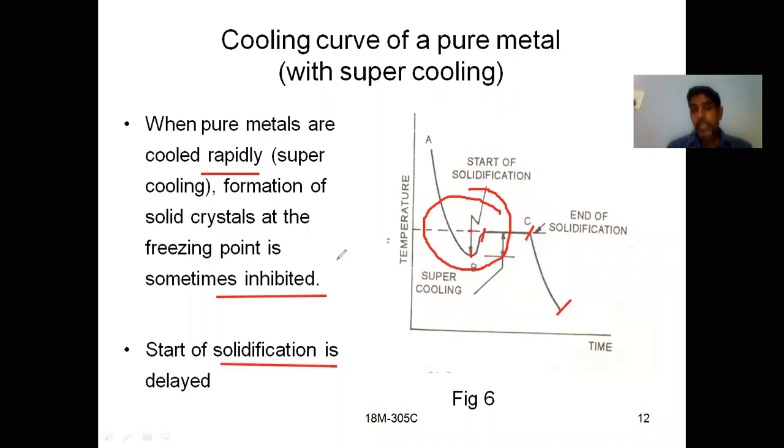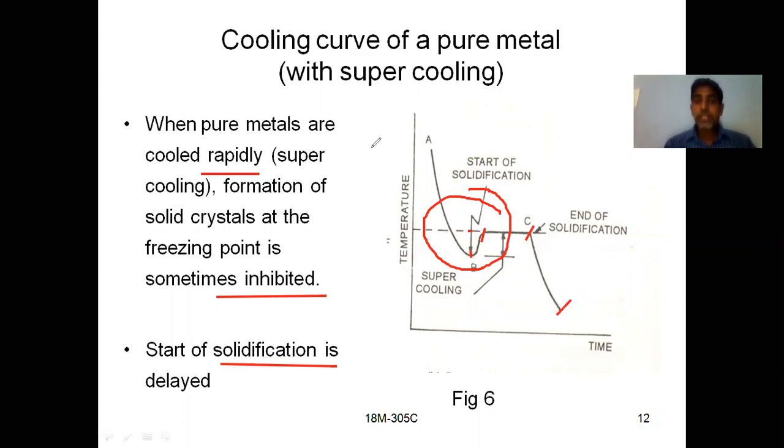Because of the supercooling, your solidification process is delayed, and this B to C is your solidification line. If you see, B to C is not straight here, whereas in slow cooling it is straight, only somewhat it is delayed here.